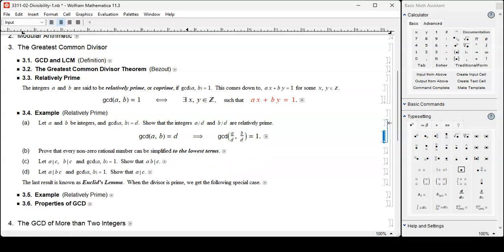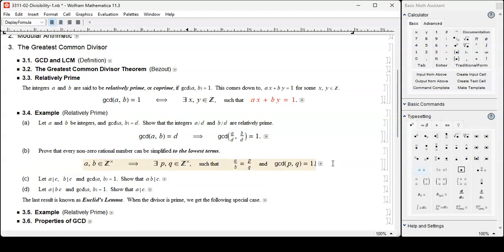Alright, okay, part A is done. How about the next problem? Prove that every non-zero rational number can be simplified to the lowest term. Oh, this is one of the rare problems that we have to deal with rational numbers, real fractions. Basically, that's what we have to prove.